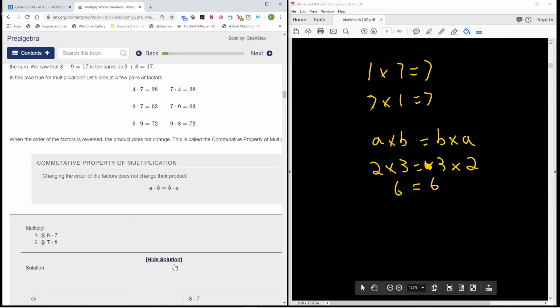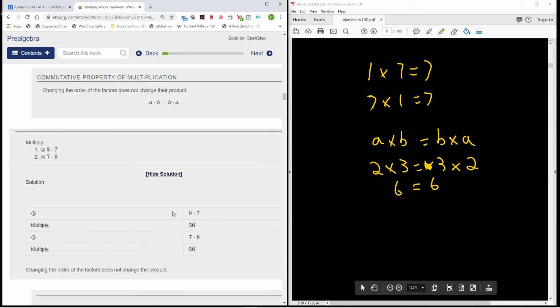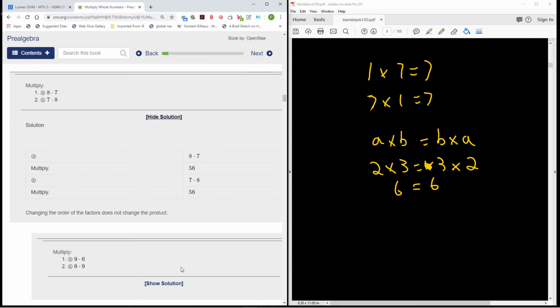And then it gives an example here of 8 times 7. It's the same thing as 7 times 8, using the commutative property.